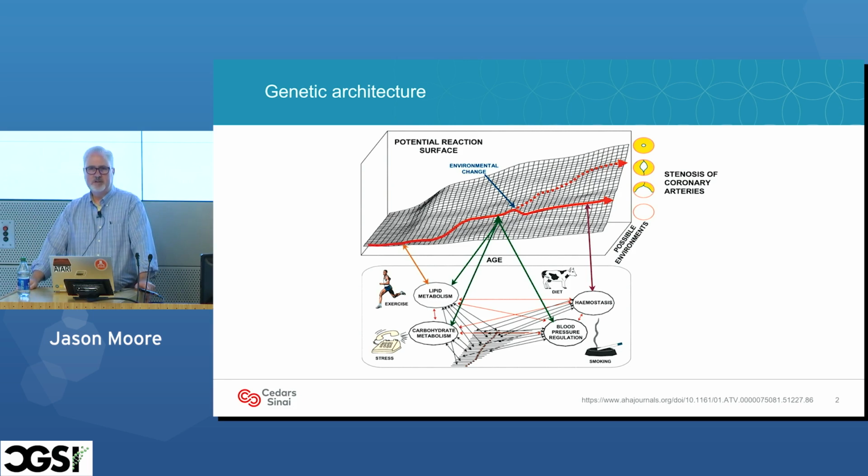And the point of this slide is to say that a disease like coronary artery disease is very complex. It's probably hundreds of genes with many thousands of genetic variants that code for proteins that are involved in a variety of different biochemical systems like lipid metabolism, carbohydrate metabolism. These systems interact with each other, and all this biology happens in the context of our environmental exposure, and that's ultimately what determines our trajectory toward a clinical endpoint such as stenosis of your coronary artery.